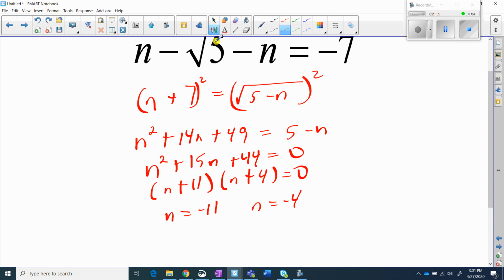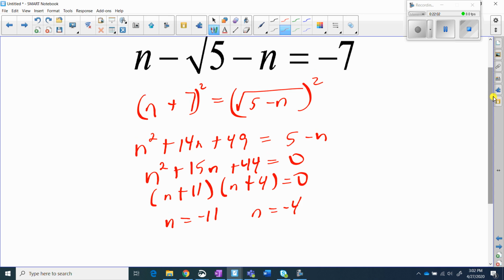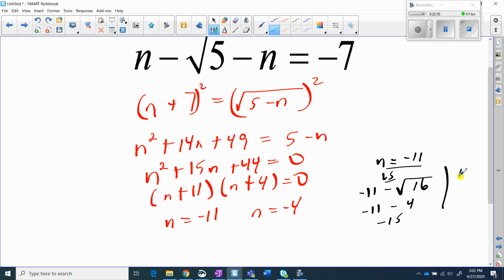We're going to verify them in the original question. Remember, verify in the original question. Here's my verifying. Let's try n equals negative 11 first, see if it works. The left side will be negative 11 minus the square root of 5, subtract a negative 11, which is the square root of 16, which will be negative 11 minus 4, which will be negative 15. The right side is negative 7. That didn't work, which means that one is extraneous.